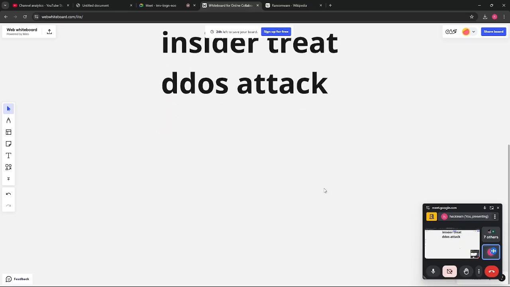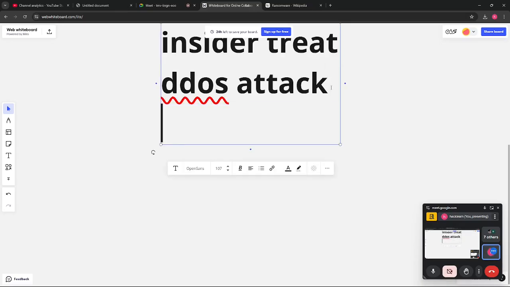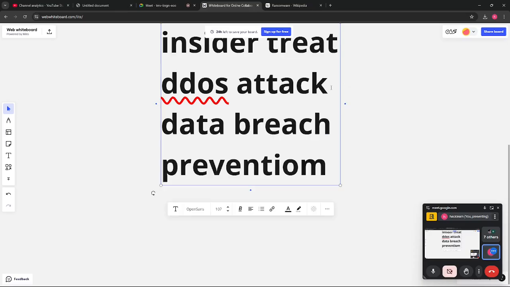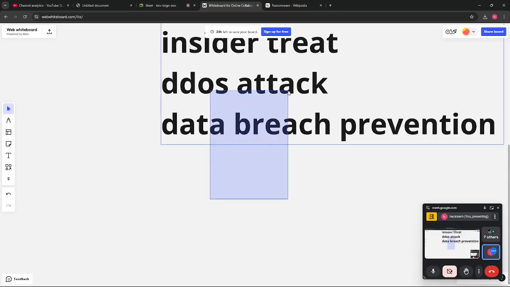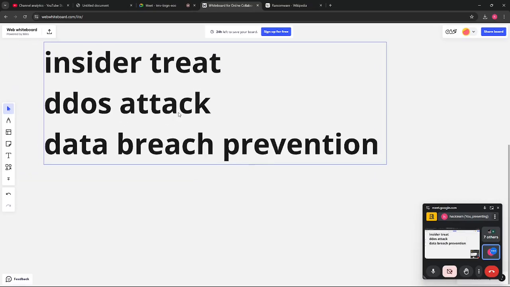And after that, SOC is essential in data breach prevention. Sorry if I'm typing wrong, because I'm having a very large display, and the keyboard is giving me a little trouble.